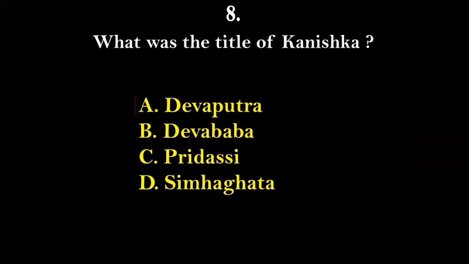And the right answer for this will be Devaputra. Kanishka was a prominent and most efficient ruler of the Kushan Dynasty who achieved a remarkable milestone, especially in the state of Jammu and Kashmir. Therefore, his descendants call him Devaputra, which means the son of God.